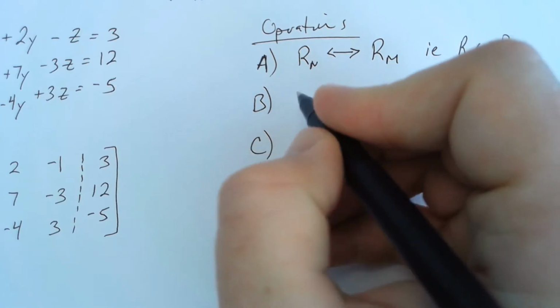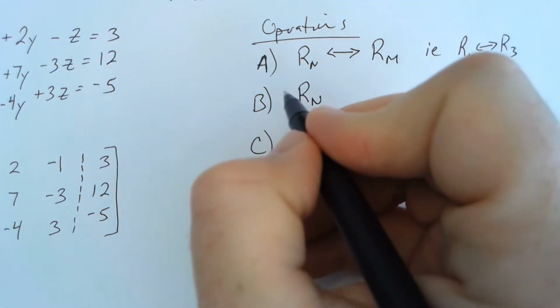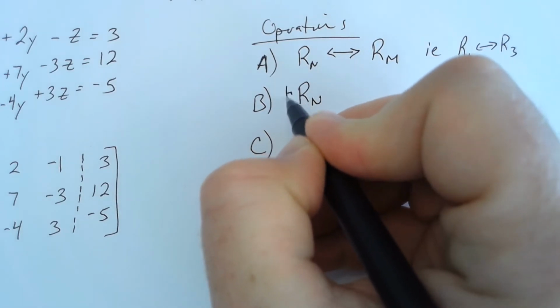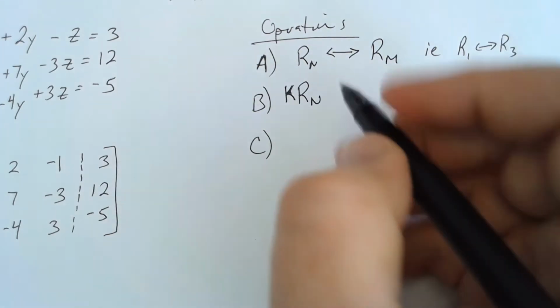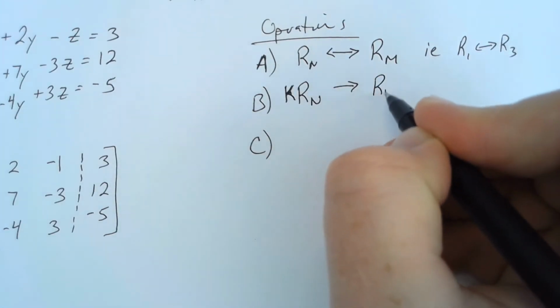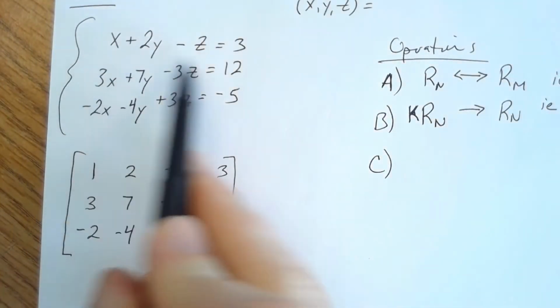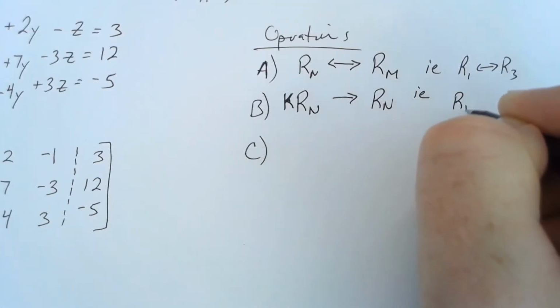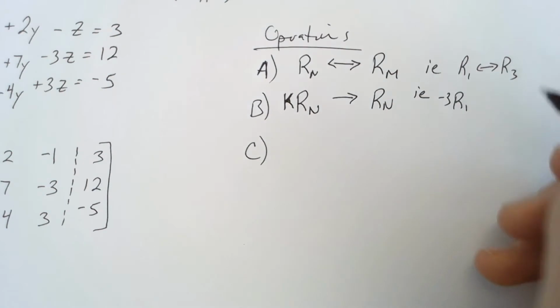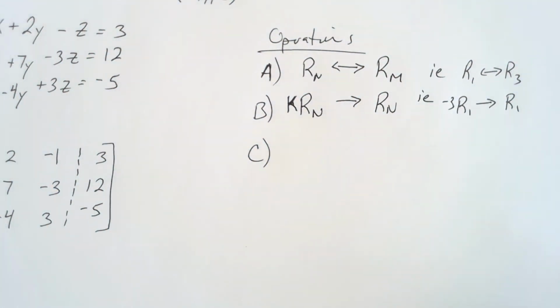Operation number 2 is simply taking a row, I'm going to call it row n this time, and multiplying it by some kind of constant. I'm going to call that constant k. So we're going to take some value, multiply it by the whole row, and store that back in that exact same row. So for instance, if I wanted to take this equation up here and multiply it by a -3, for no reason other than that I could. So again, taking row number 1, multiplying it by a -3, and then storing that back in row number 1. So I'm replacing that value in there.